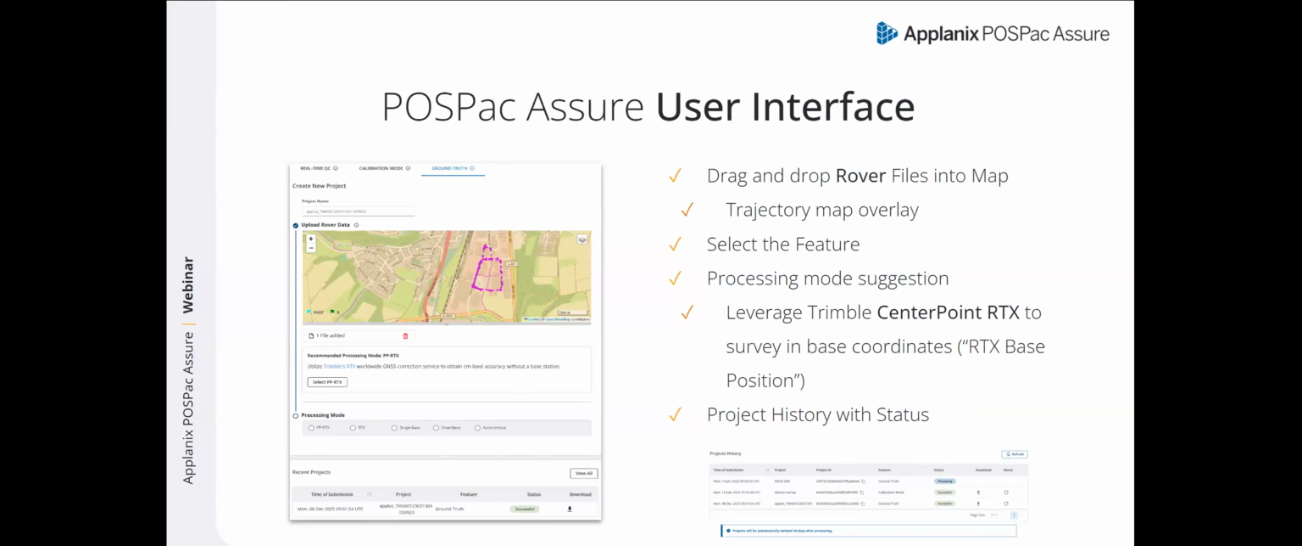You can also use the so-called Trimble Center Point RTX function to survey in base station coordinates. So if you bring your own base station and you have an uncertainty about the coordinates, you can leverage that function from inside of this app. You have also an overview of the project history, status information of it, and you would always have also access to the plans that you signed up for.